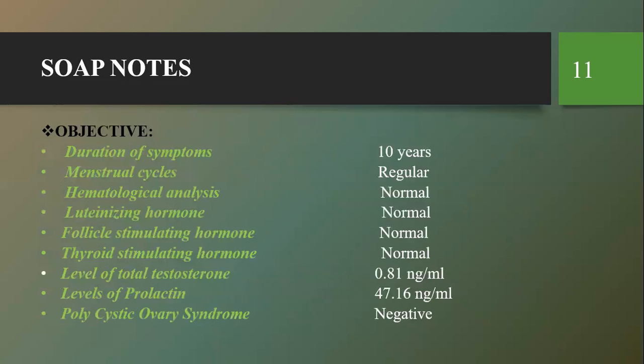For objective, duration of symptom 10 years, menstrual cycle regular, hematological analysis also normal, luteinizing hormone is normal, follicle stimulating hormone is also normal, thyroid stimulating hormone is also normal, and the level of total testosterone is 0.81 ng per ml, and the level of prolactin is 47.16 ng per ml. Polycystic ovary syndrome, which is PCOS, is negative.